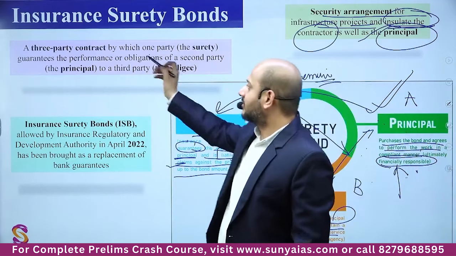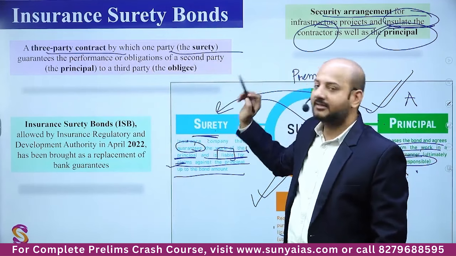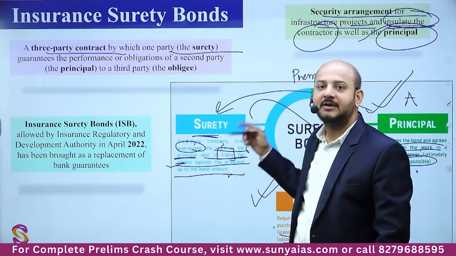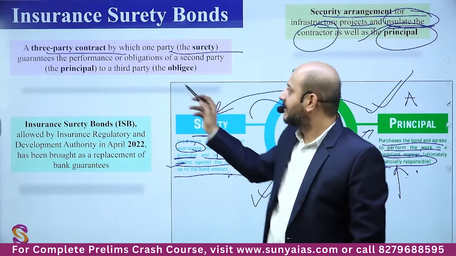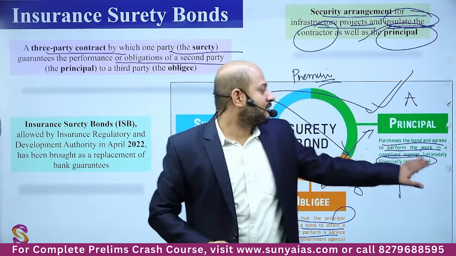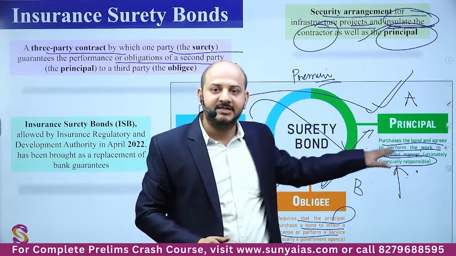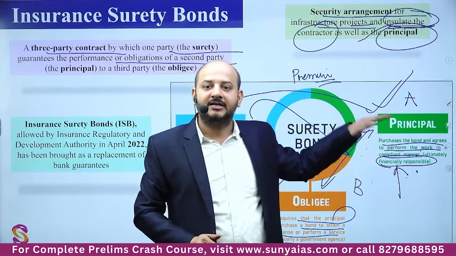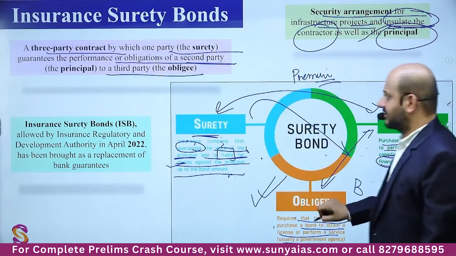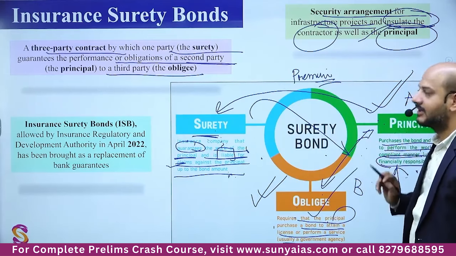It is a three-party contract. If the definition comes in the examination: a contract by which one party, the surety, guarantees the performance or obligations of the second party, the principal. The insurance company guarantees that the principal is going to complete its job. The principal purchases a bond and signs it for the third party, the obligee. This is the obligee. It ascertains that yes, the principal is going to complete its work on time.